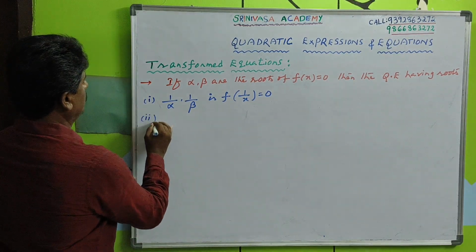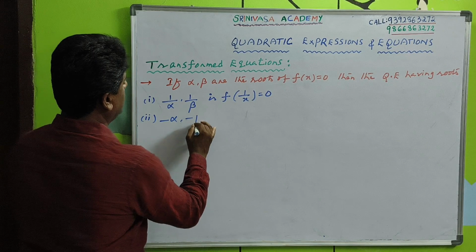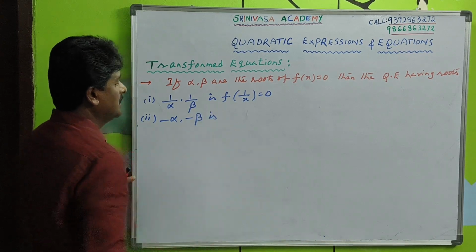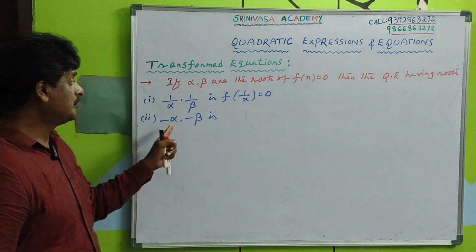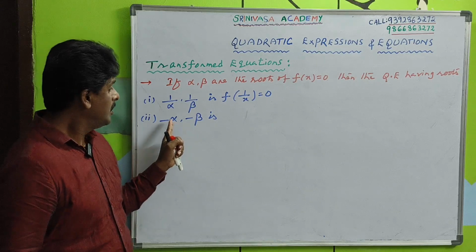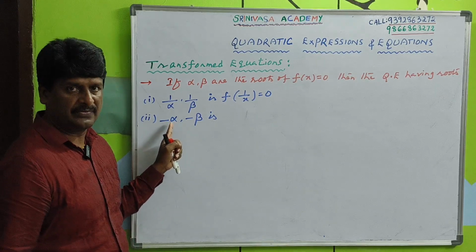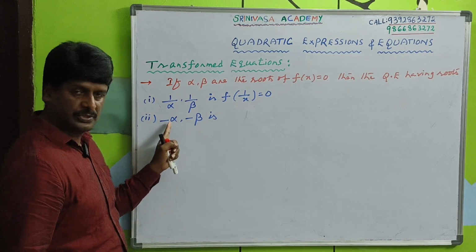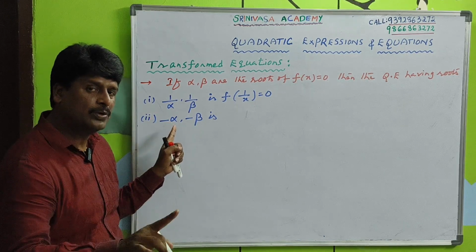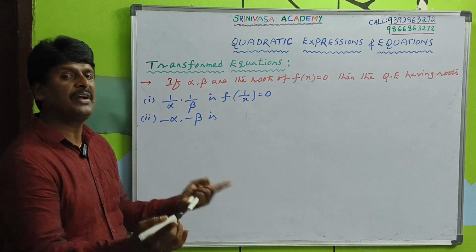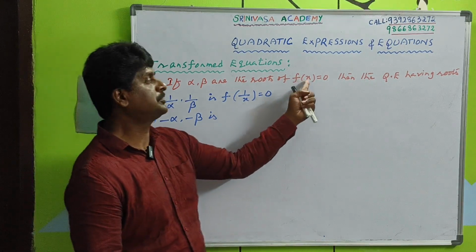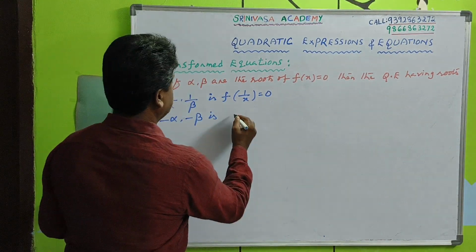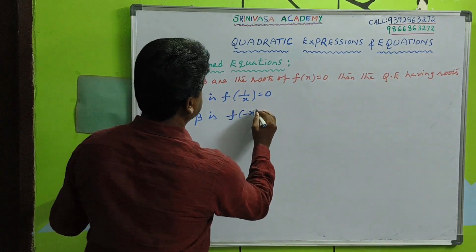Number 2, minus alpha, minus beta is, see, in order to find the required equation, put x is equals to minus alpha as in the earlier case. X is equals to minus alpha, find out alpha value from there, alpha is equals to minus x, substitute in this equation, we get f of minus x is equals to 0.